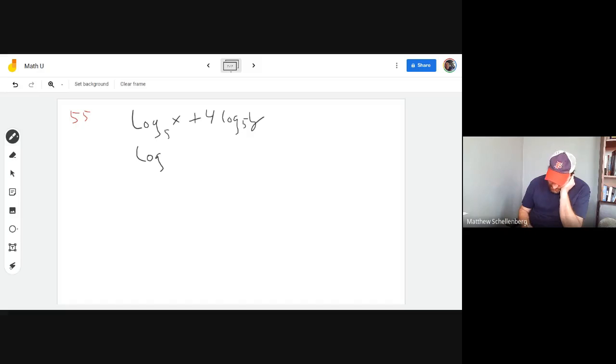So we're going to have the log of x base 5 plus the log of y to the 4th base 5. Now they have the same base, same coefficient. Now we can add. And so adding them, of course, is multiplying the arguments. So that means that this equals log base 5 of x times y to the 4th. And that is it. That is the single logarithm.